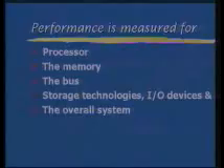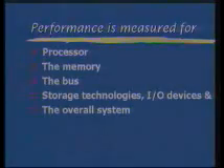We will be talking about those towards the end of this section, but to begin with, we would like to define the basic performance characteristics of any computer system. The performance of a computer system is measured for the processor, for the memory, for the bus, for the storage technology and I/O devices, and all these things are put together into one performance test, and that is the overall system performance. That will be the major concern in any computer system, rather than the performance of individual components.